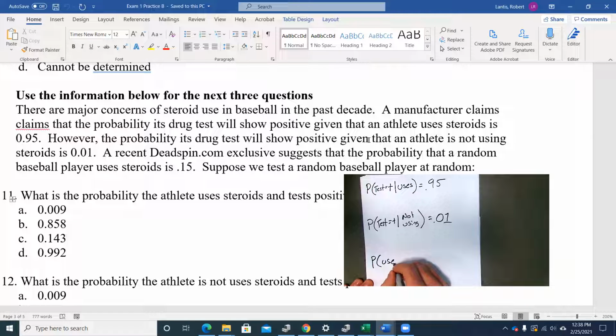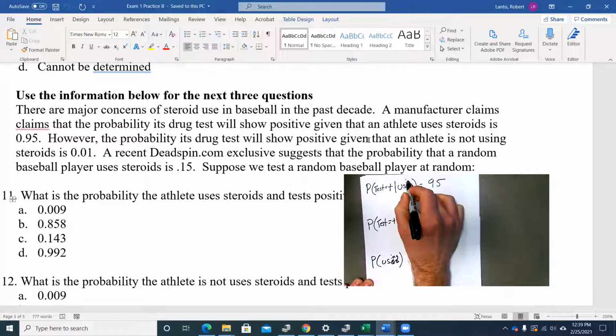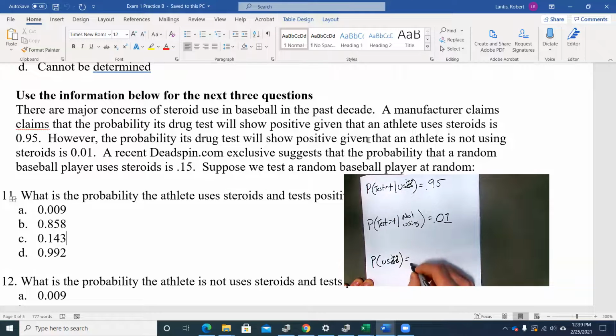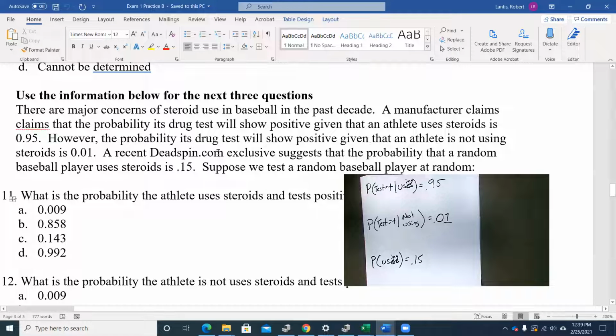I'm going to change this real quick, we'll call this using, because that's what I'm going to be saying. I just know the way that I talk. So the probability that someone's using steroids there is 0.15. Okay. So those are the three things that we were given from this information.